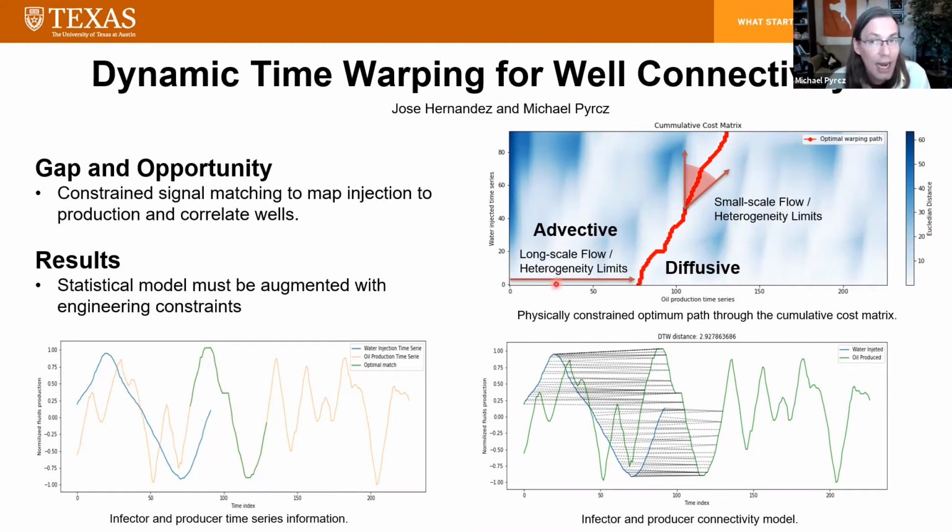Now, this dynamic time warping approach is generally done by using a cumulative cost matrix. And what we do is we then find the path of lowest cost through that matrix. Now, the general approach, when it's applied, can have horizontal and vertical lines. It's a mapping from the one signal to the other. In other words, the water injection, the input, to the output, the oil production.